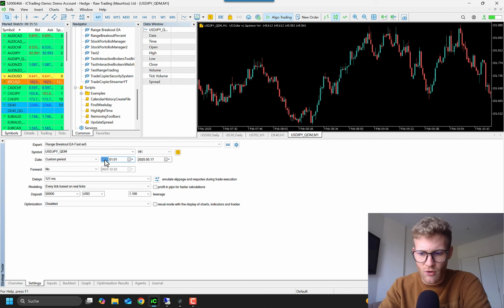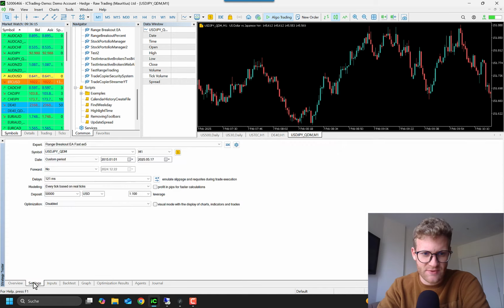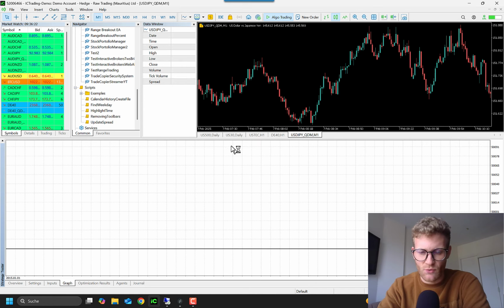Now that we learned how this works in general, I will change the custom testing period to 2015 up until now pretty much, which is May 2025. You can see I use the range breakout EA in USD Japanese yen with my custom data from the Quant Data Manager, and the inputs stay as I just explained them before. Now I turn off the visual mode so we can have a quick and fast backtest over this period of time. And once this is finished, we will draw a little conclusion here.